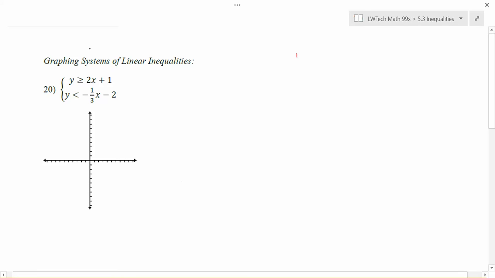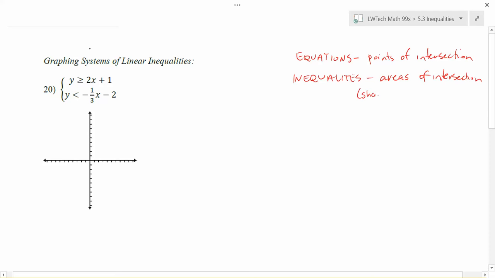With a system of equations, we were interested in the points of intersection between your graphs. With inequalities, what we're interested in is the areas of intersection. So what we're interested in really here is what part gets shaded by both of the inequalities.